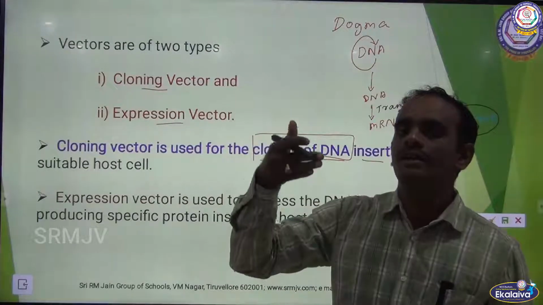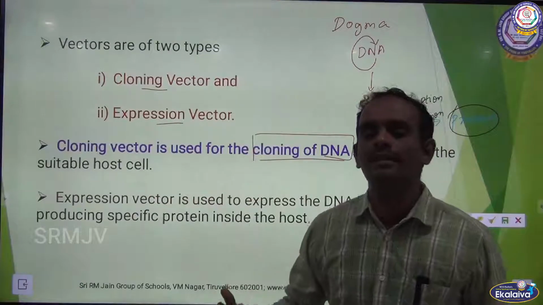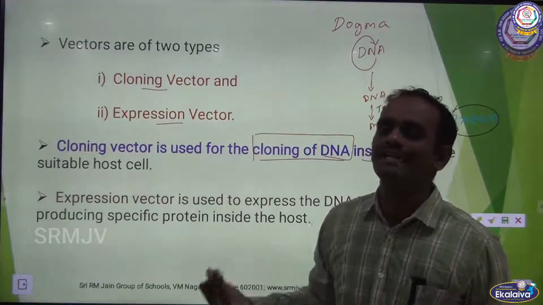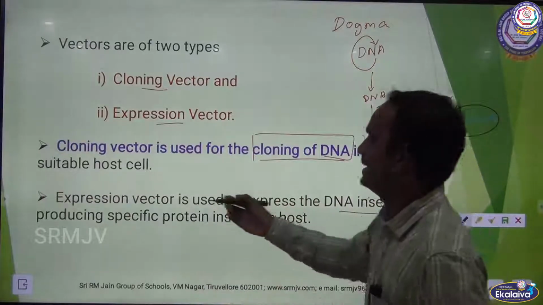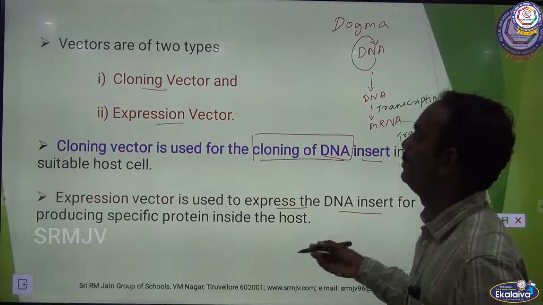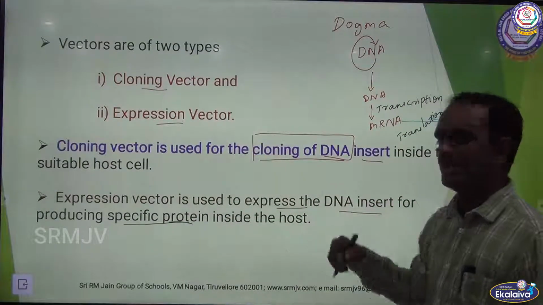Now DNA has the link to form protein, that is called central dogma. Conversion of DNA to DNA is called replication. DNA to mRNA is called transcription, and mRNA to protein is called translation. So an expression vector is used to express the DNA insert for producing a specific protein inside the host cell. Clear?